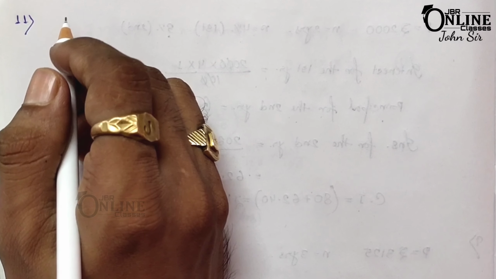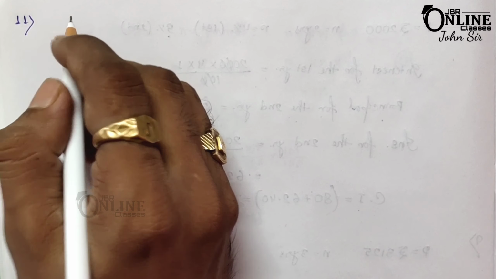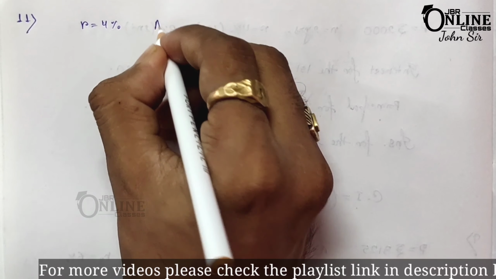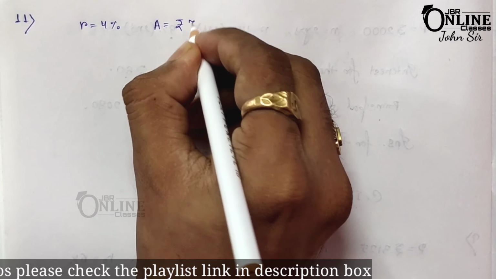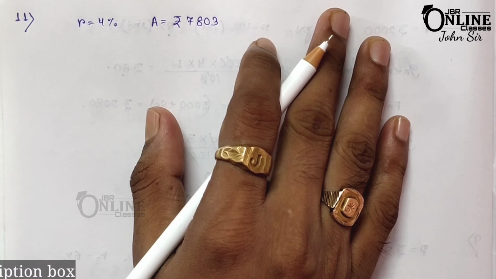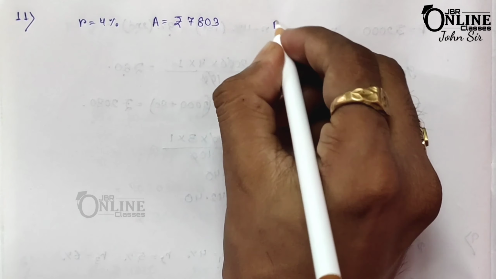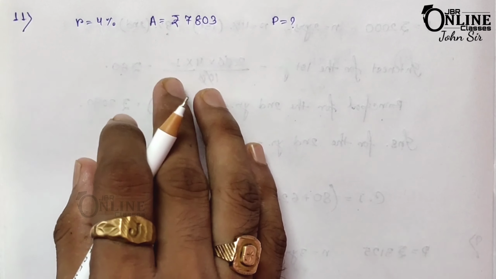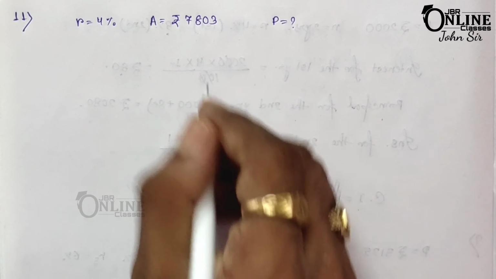What sum invested at 4% per annum, that means here R equal to 4% per annum, compounded semi-annually, that means half yearly, amounts to rupees 7803 at the end of 1 year. That means you have to find out the principal, and as it's compounded semi-annually, you have to apply the half yearly formula.